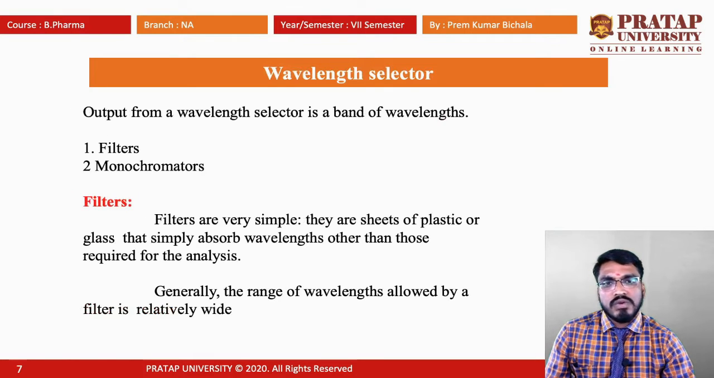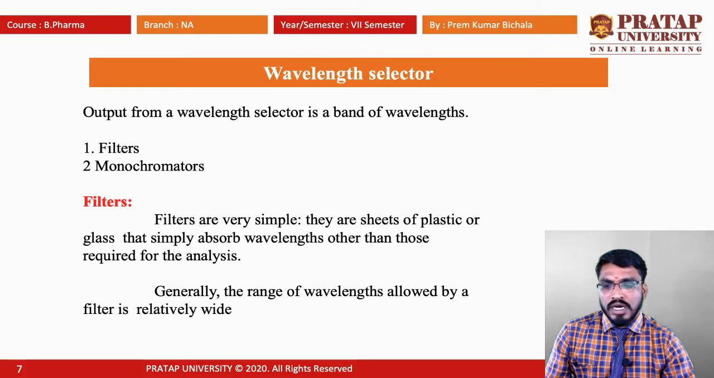The second component is wavelength selectors. These wavelength selectors mainly give the proper band of wavelengths. So the output from a wavelength selector is a band of wavelengths. Here we have two types of wavelength selectors, that is filters and monochromators.